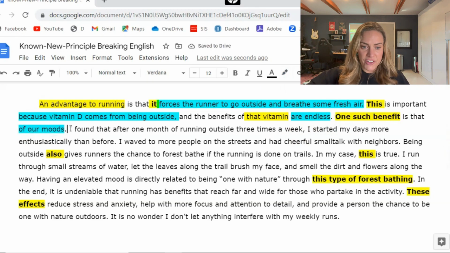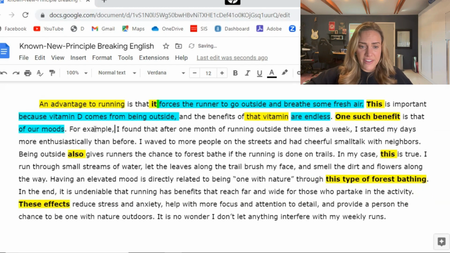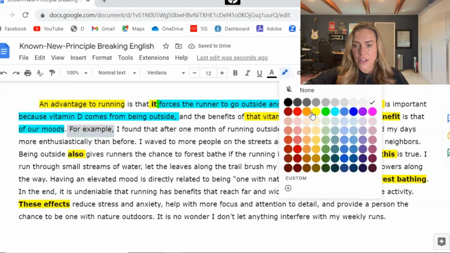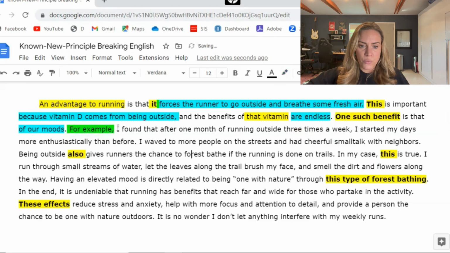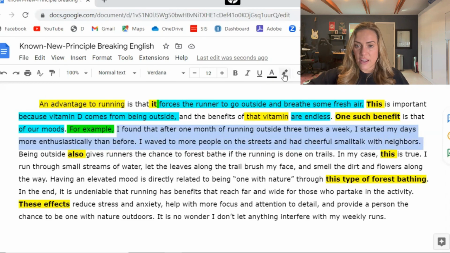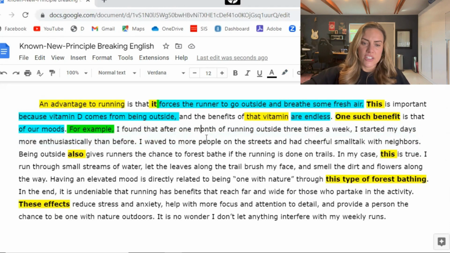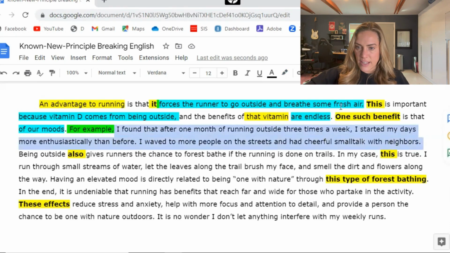I found that here what I would do is I would say, for example, I found, and that's just a transition word, I found that after 1 month of running outside 3 times a week, I started my days more enthusiastically than before. I waved to more people on the streets and had cheerful talk with neighbors. That is all really new information, but it's connected to the old information. So I'm just going to say it's fine the way it is, but I needed that transition word.